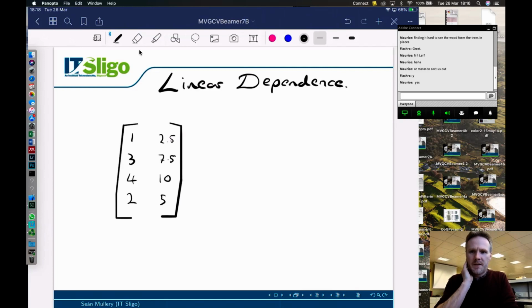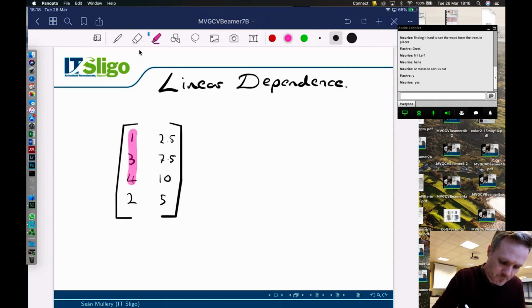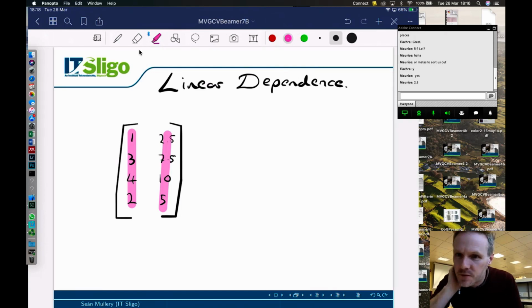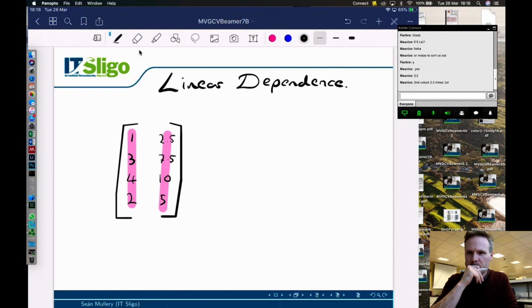Okay, can you tell me what's the relationship between the 2 columns here? So take your time with this and just tell me, is there a relationship between these 2 columns? Okay, so Maurice is saying 2.5. Anyone else have a comment to make on this? Okay, nobody else has jumped to your aid, Maurice, but you are indeed correct.